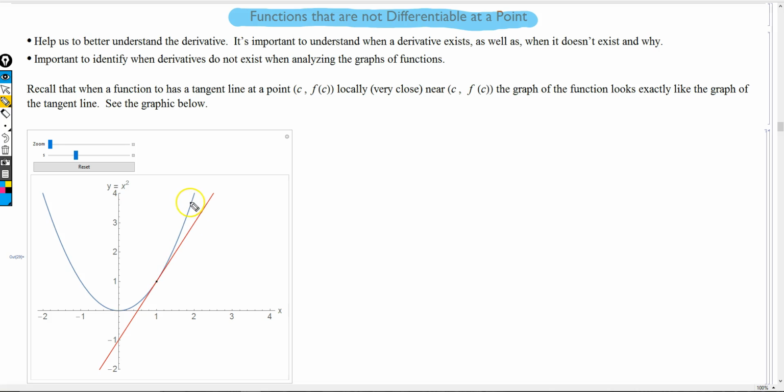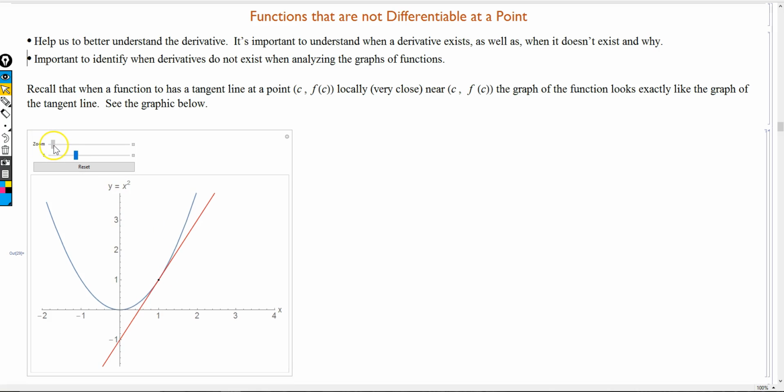We have here the graph of the function y equals x squared. That's the blue curve. And right here is a point where we want to identify the tangent line at that point. Now we have what looks like a tangent line, which is the red line right there, and that is the tangent line. But the most important thing to note about that line is the following. Notice that when we zoom in around this point, we will not be able to see any difference between the graph of the function y equals x squared and the graph of the tangent line.